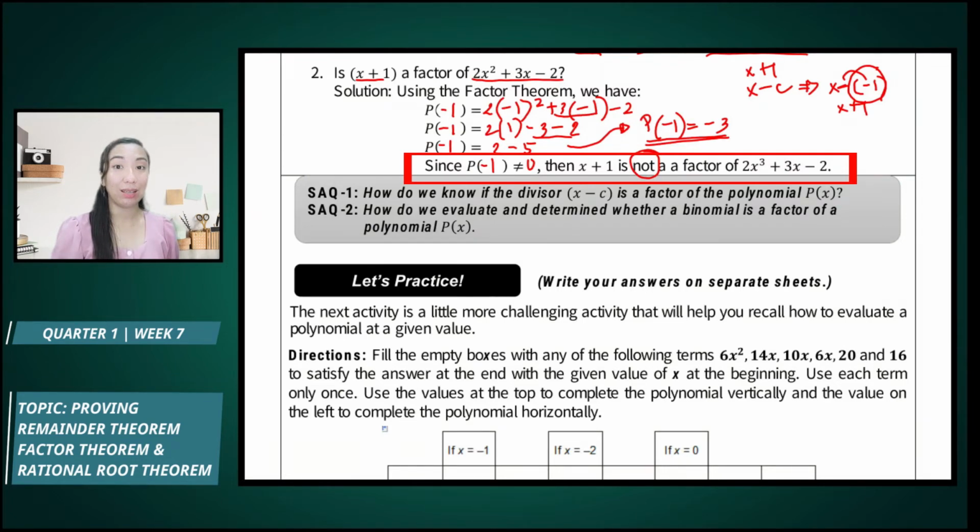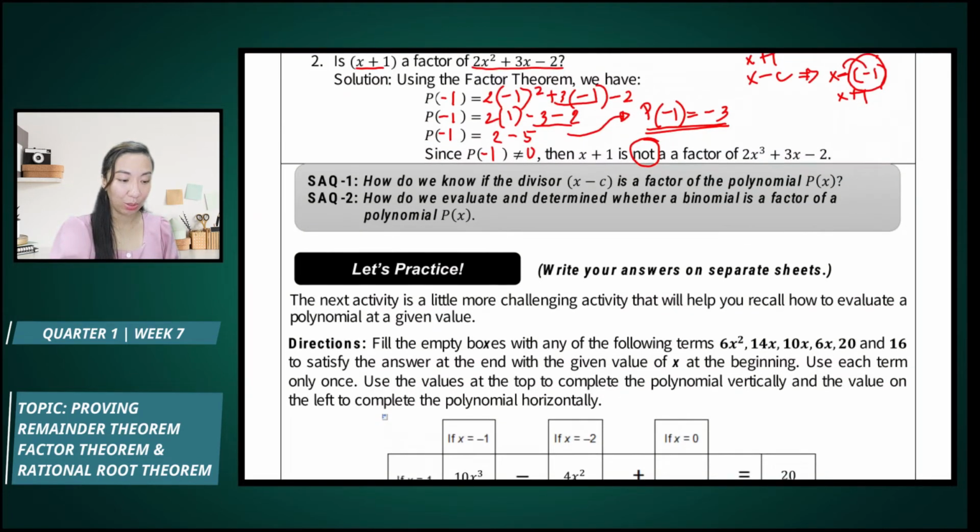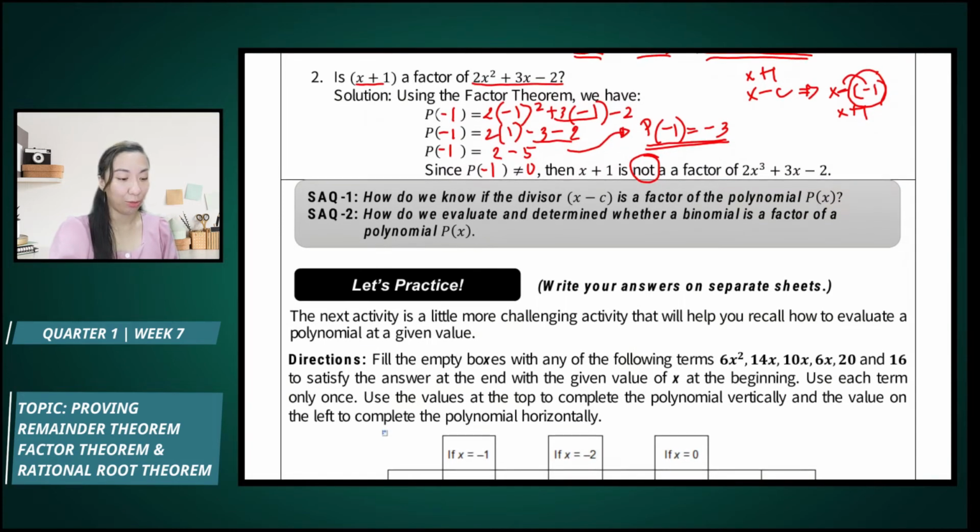So, ganun lang kadali ma-determine whether factor siya o hindi. So, dapat 0 yung remainder or 0 yung result when you use factor theorem. Okay? So, that's it for the factor theorem.